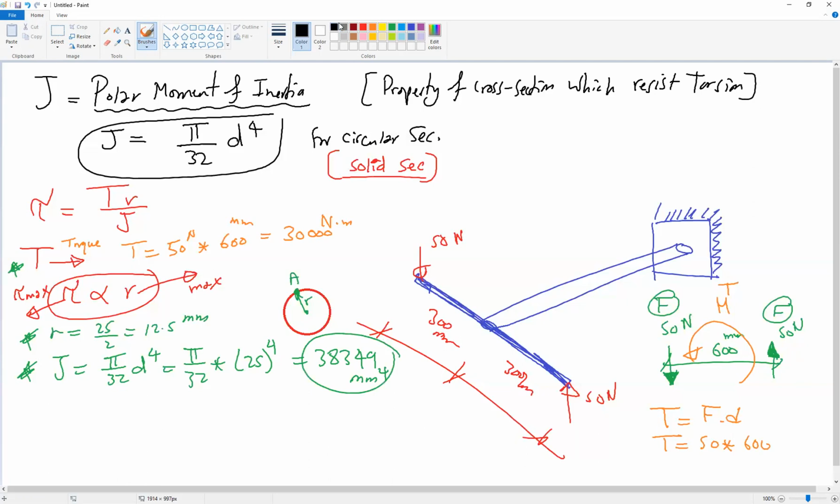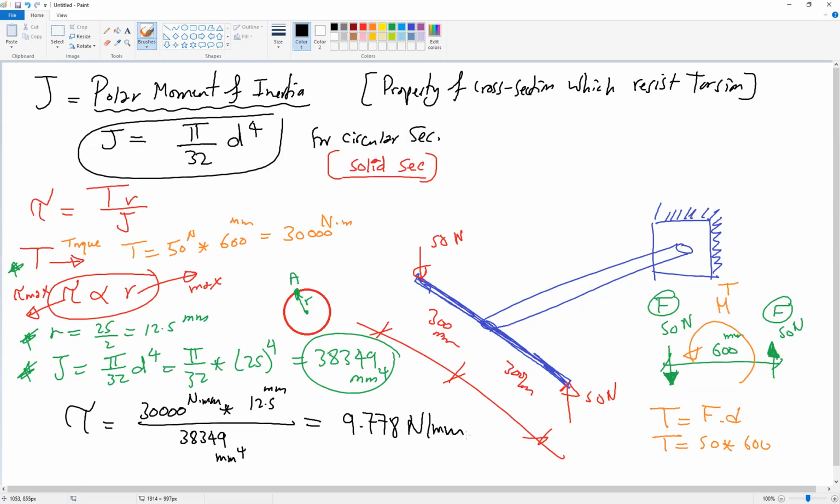So now finally we can find tau. Tau will be T, which is 30,000 Newton millimeter, multiplied by R, which is 12.5 millimeter, divided by J, which is 38,349 millimeter to the power 4. This gives us that tau will be 9.778 Newton per millimeter square. Okay.